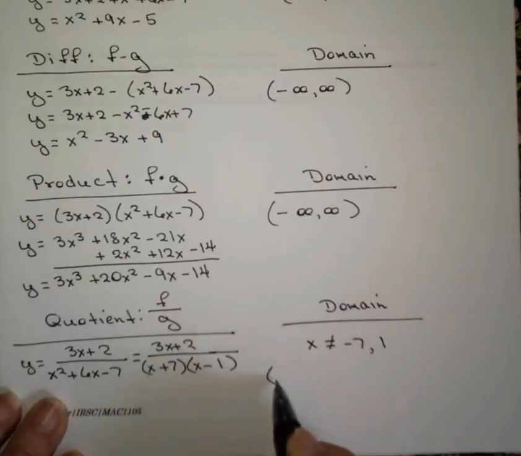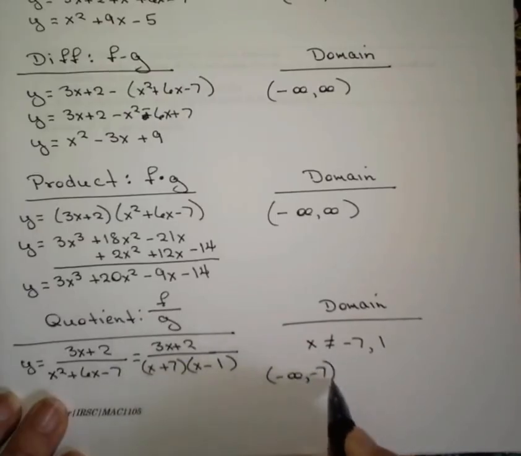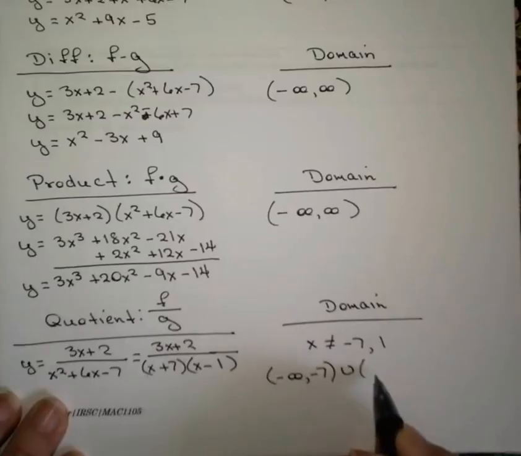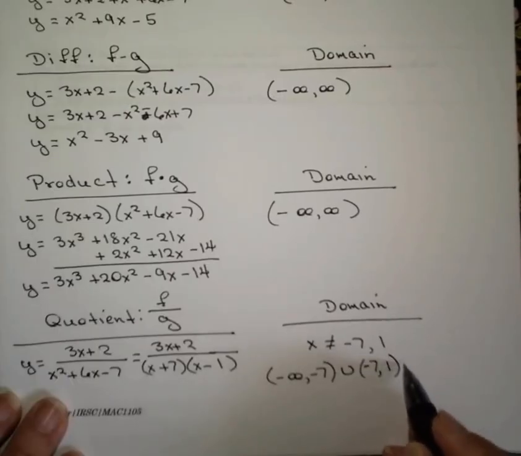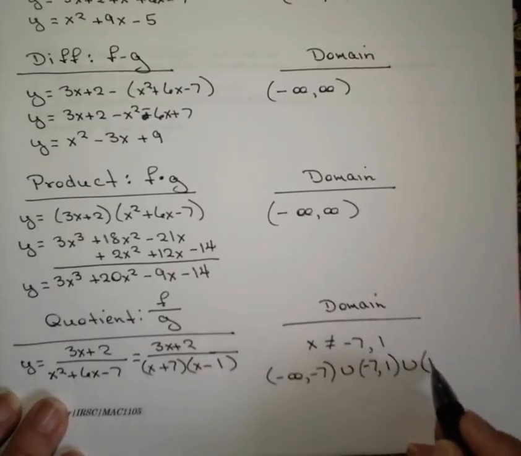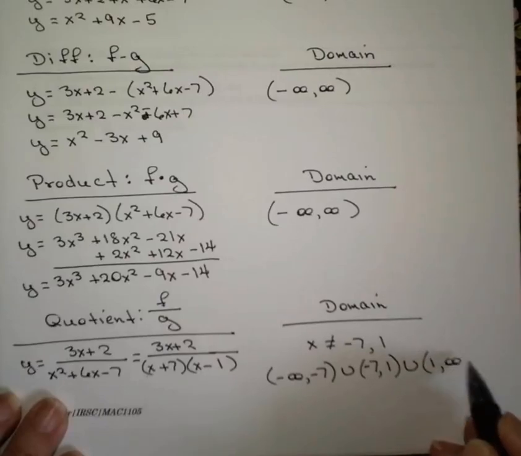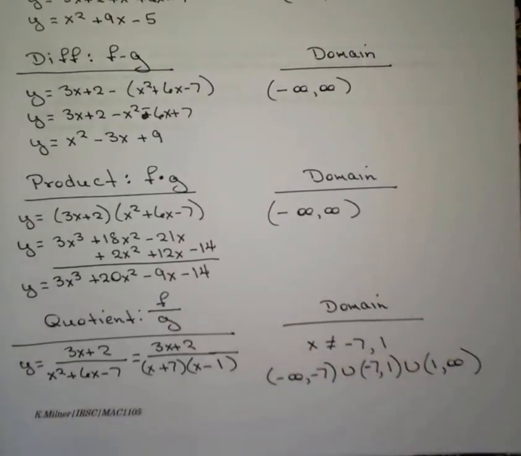So when I write my solution, it goes from negative infinity all the way up to negative 7, doesn't include it, joins that with just above negative 7, going up to the number 1, don't include that one. And then I'm going to join it again with the number 1 all the way up to positive infinity. And I have completed my set notation there.